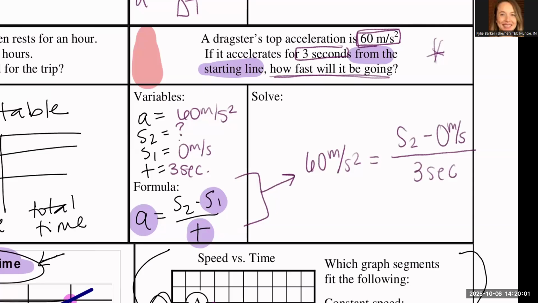You are now going to solve for S2. So it's going to involve moving these 2 things, the 0 meters per second and the 3 seconds. So I'm going to leave it there. I think you guys will be able to figure that out.